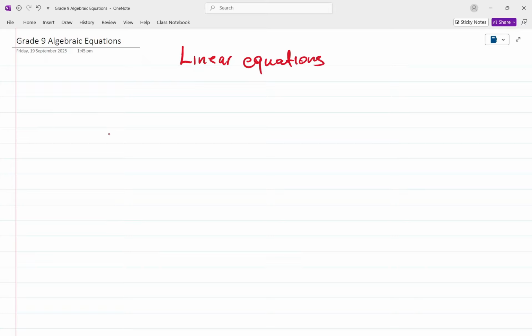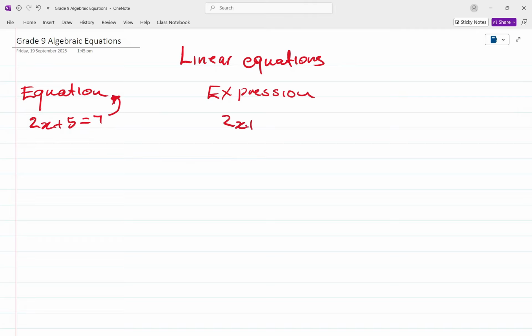Before I explain what linear equations are, let me differentiate between an equation and an expression. I know some of us may know the difference between the two, but most of us are still confusing the two. Let's say you have 2x plus 5 equals 7. This one is an equation. And then you have 2x plus 5. This one is an expression. I think the easiest way of differentiating between the two is that when you have an equal sign, it is an equation. Without an equal sign, it is an expression. I hope it makes sense.